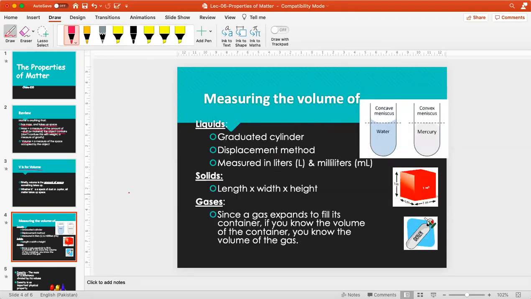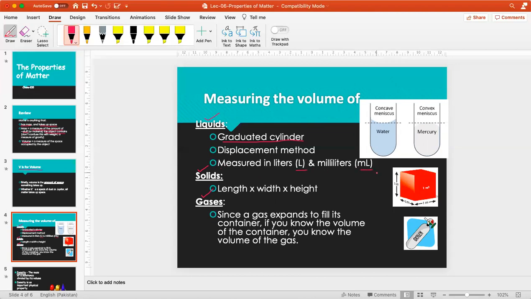Now, measuring the volume. First of all, you need to see that whenever you are measuring the volume, we measure it for liquids, for solids, and then for gases. Now, when you measure the volume of liquids, the instrument which is normally used is the graduated cylinder, and the method is the displacement method, which we will discuss in the laboratory classes. And the unit for the volume is liter or milliliter, right?